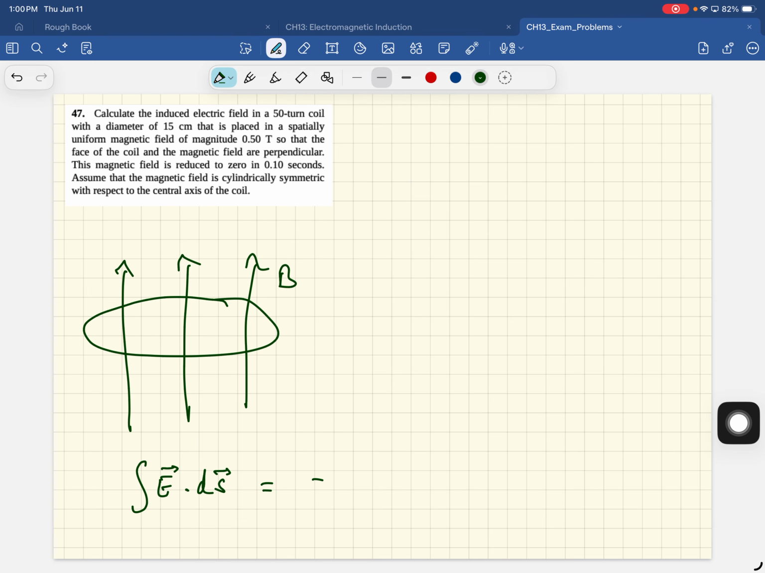All right, so we'll make that 5, 10 to the minus 2. So 0.5 times 5 times 7.5 divided by 2 volts.